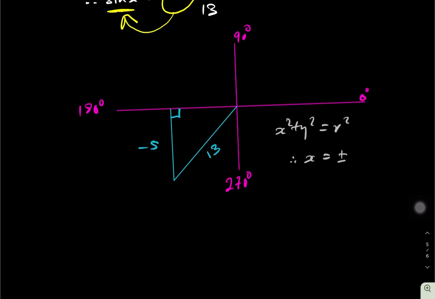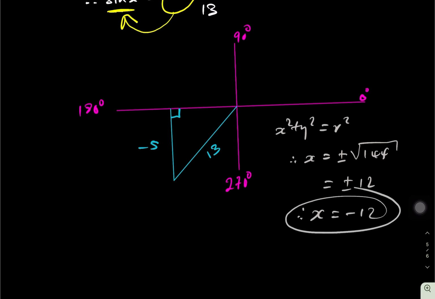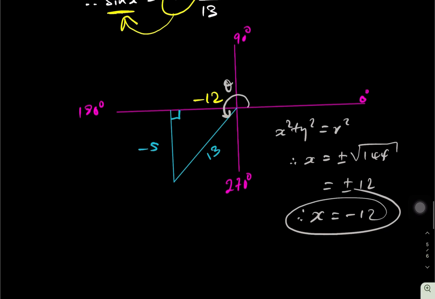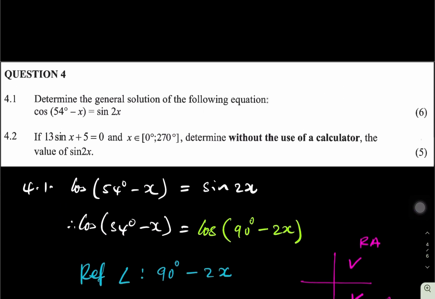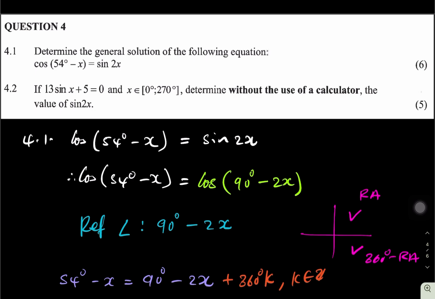Think about it. Okay, it's going to be plus or minus the square root of 144. It's 169 minus 25, so that is going to be plus or minus 12. Therefore, x is equal to negative 12. So in the diagram, I'm going to have a negative 12 there. Okay, so that is my diagram. Everything is put nicely. So that is the reflex angle. It's your theta. In this case, it's your x. So let's check what's the question. Find the value of sine 2x.